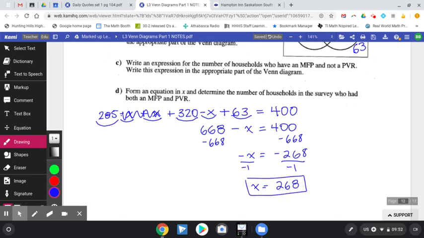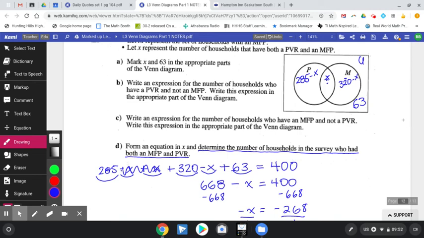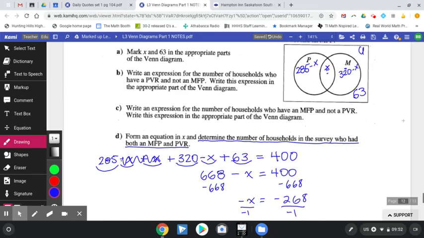And in this question, that's really all they asked us to do. So in this final statement, here's where it comes out. Determine the number of households in the survey who had both an MFP and a PVR. So we've done that. That 268 is the answer. But I'd like to just go a little further with it to make sure we know how to make the whole Venn diagram and even do a little bit of interpretation on it.